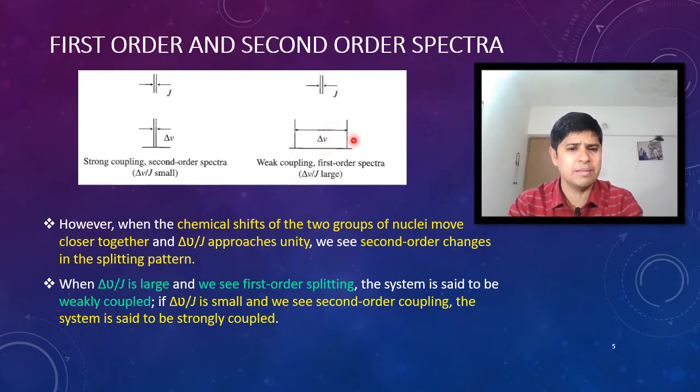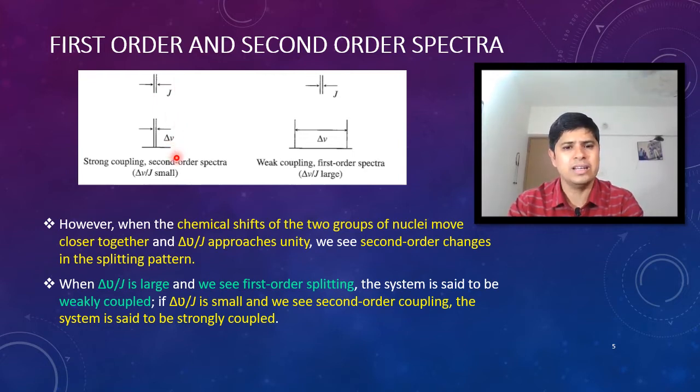In this example, here also there are two groups of protons. The first group of protons is giving this line, while the second group of protons is giving this signal. See, there is a very small difference between the signals of these two groups of protons. So here delta nu is very small, the difference between the two signals is very small, and this is the J, that is the coupling constant. So here the ratio delta nu by J is very small, that will be lesser than 6 hertz. Such type of coupling is called strong coupling, and such type of spectra are called second order spectra.